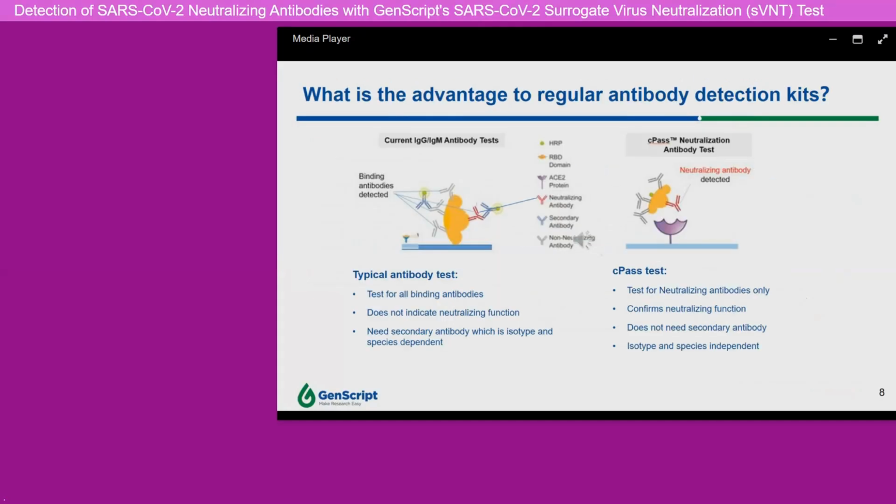It's important to note that not all antibody tests on the market detect or can differentiate neutralizing antibodies from binding antibodies. The GenScript test is unique because it confirms neutralizing function and because of its technology is also isotype and species independent. Other tests capture binding antibodies that may be binding any epitope of the RBD or antigen used on the plate, but it does not provide results for the ability to neutralize the virus.